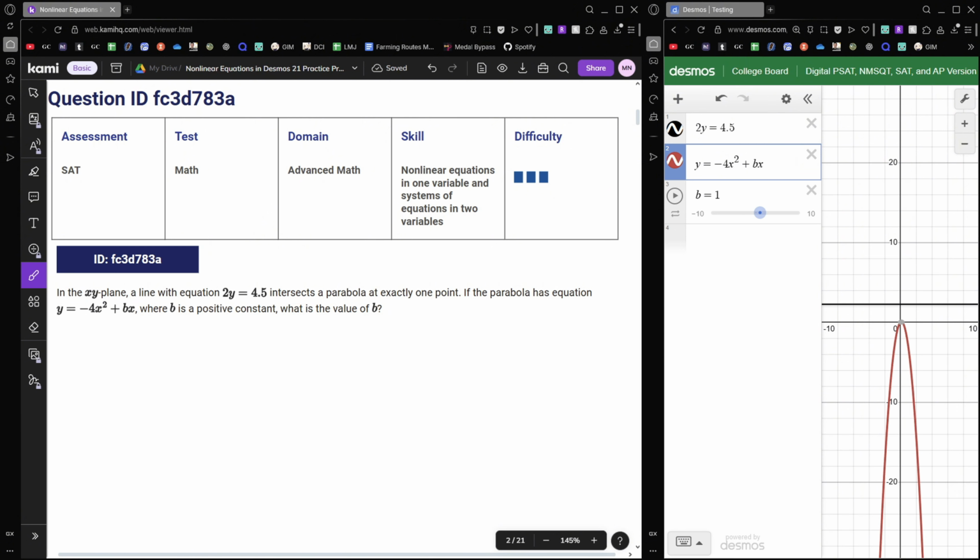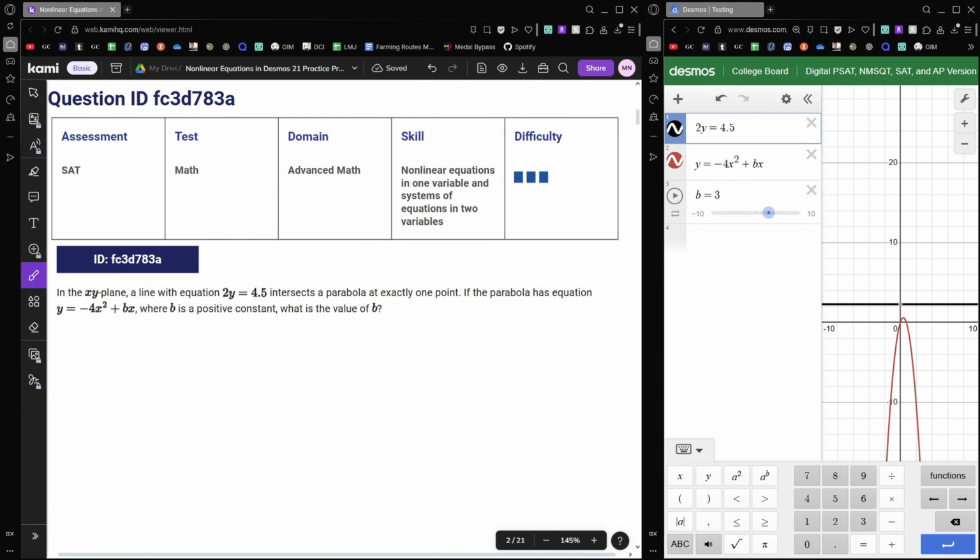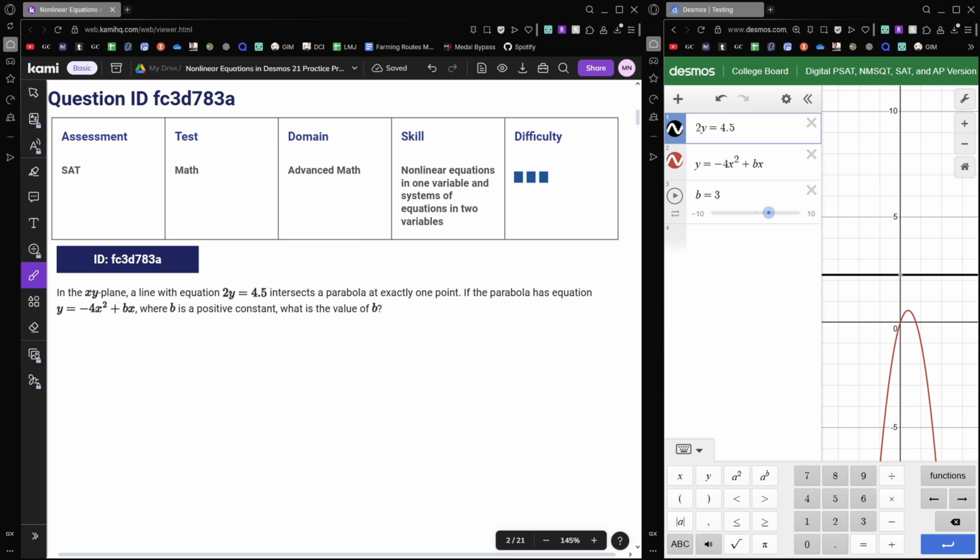And now what we can do is test a bunch of different values for b until we get our answer. So they tell us that b is a positive constant. So we don't want to be sliding it to the left where it would become negative. We only want to slide it to the right where it's positive numbers. Now they tell us that this line, the black line here, intersects the parabola at exactly 1 point. So we're going to keep sliding to the right until the parabola intersects the line at 1 point.